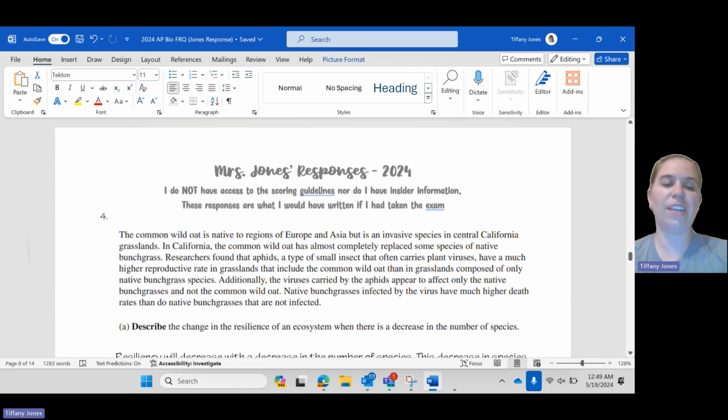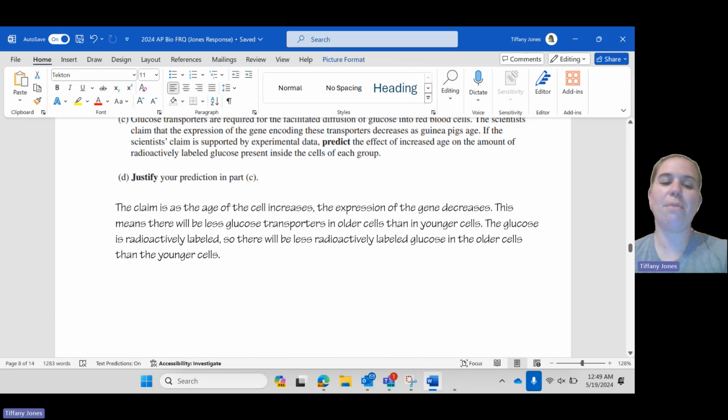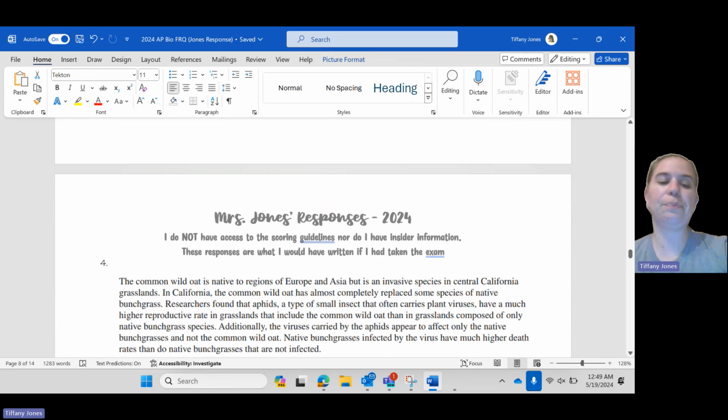And of course, the justification has to do with the amount of expression that was taking place. So if you have less expression of the gene, you're going to have less of the protein, and so we're not going to be able to bring in the glucose as readily.